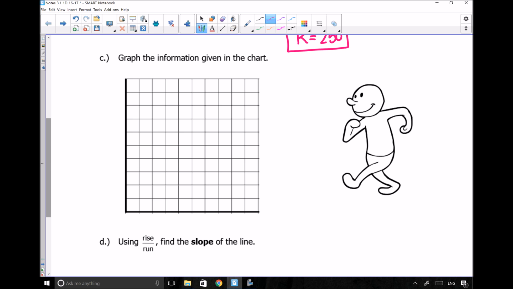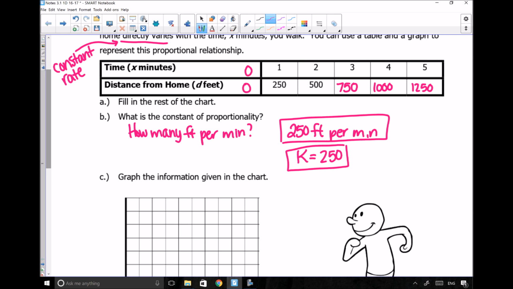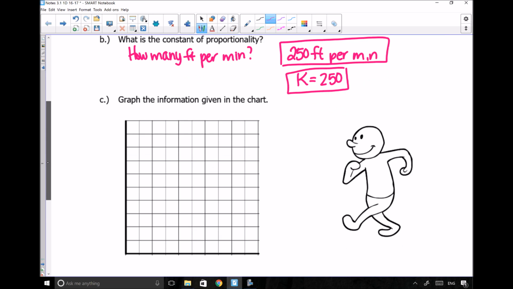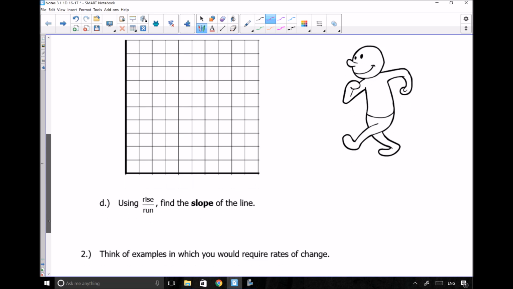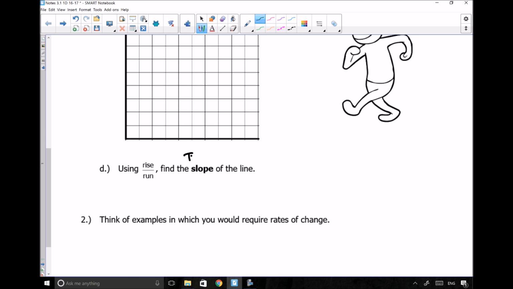So let's go ahead and do that. When we look at our chart, we know that x is time. This is my independent variable, and this is my dependent variable, my y. Remember, our independent variable always goes on our x-axis. So down here, I'm going to label this as time, and the unit I'm using for time is minutes. And on the y-axis, I'm going to label this distance, and the distance is being measured in feet.